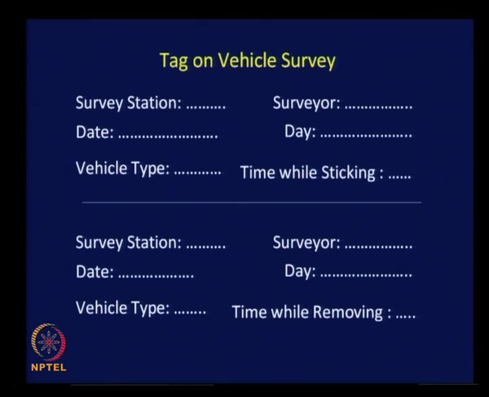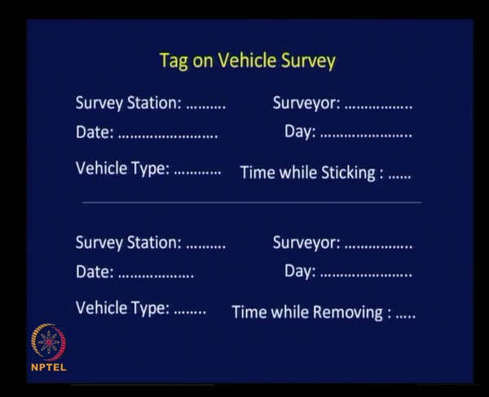Then tag on vehicle survey. This is similar to registration number survey, but you will be able to capture the movement immediately on completion of your survey. Let us say you are preparing a tag with this information. Tag is nothing but a sticker kind of small label, right. You are making entries about survey station code, surveyor, date, day, vehicle type, time while sticking the tag normally on one corner of the windscreen of the vehicle. So you are requesting the driver to almost slow down to enable you to stick a tag onto the vehicle, then allow the vehicle to pass, right.